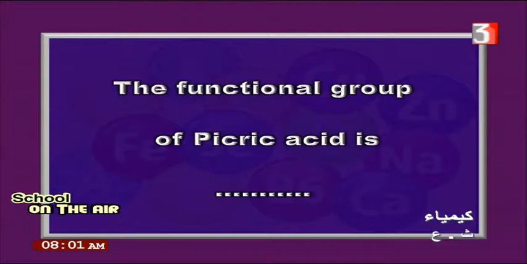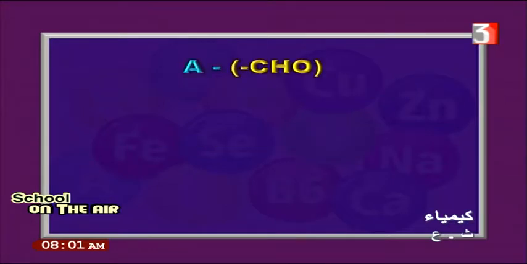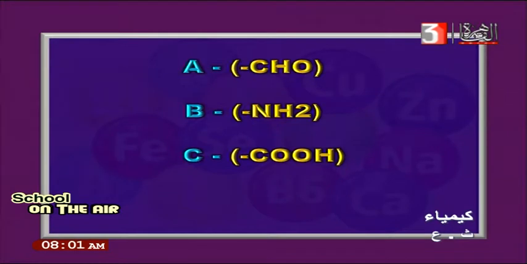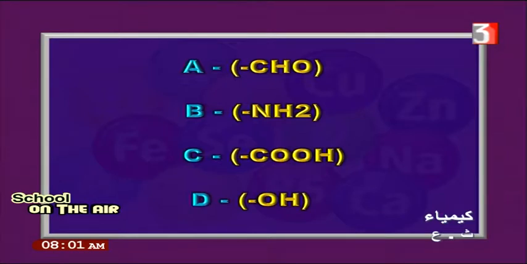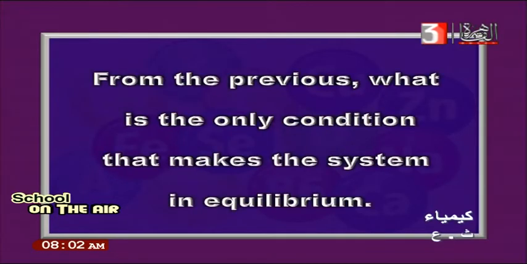What about this question? The functional group of picric acid is... Take care with this word. I know, and also you know: CHO, NH2, COOH, or OH. Aldehyde, amine group, carboxylic group, hydroxyl group. Catch the answer. It will surely be OH. Why OH? Because it's picric acid. It's a good question.